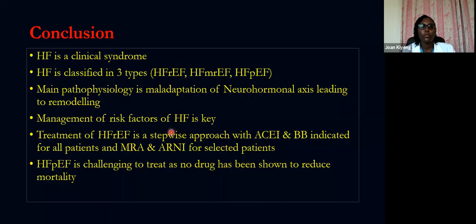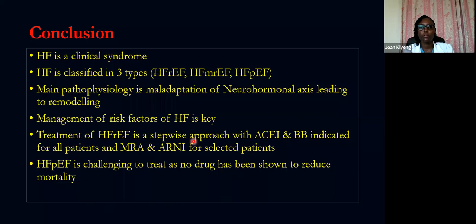And in conclusion, so heart failure is a clinical syndrome, okay? And it is classified into 3 types, and that is what you guys are expected to know. And the main pathophysiology is just maladaptation of the neurohormonal axis, which leads to remodeling. And management of the risk factors of heart failure is very key.